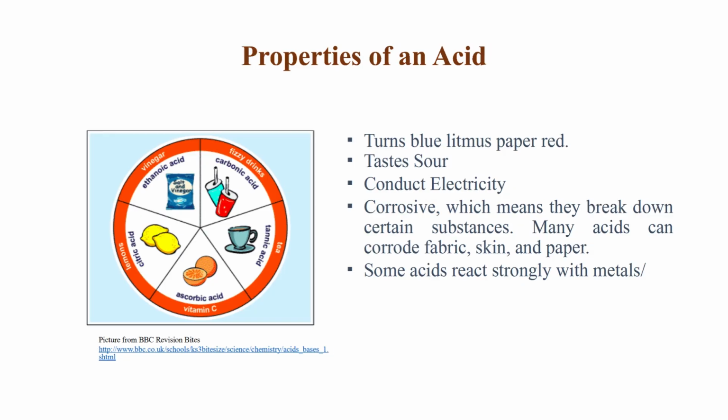Moving forward, let's look at the properties of an acid. Acids have some very distinct characteristics. They turn blue litmus paper red. They taste sour. They can conduct electricity. They are corrosive, which means they break down certain substances. Many acids can corrode fabric, skin, and paper, and some acids react strongly with metals.